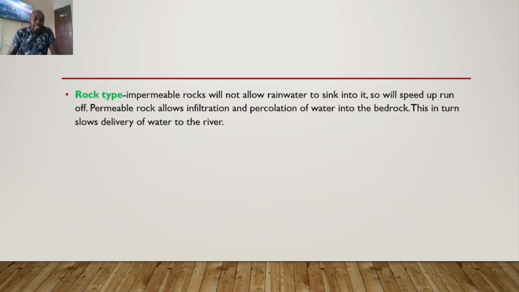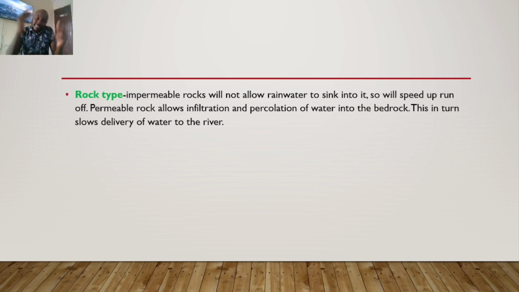Okay. Now let's look at another one, which is the rock type. What do you think about rock type? Remember, we have different types of rocks. There are rocks that can allow water to pass through, and there are rocks that cannot. Rocks that cannot allow water to pass through, we call impermeable rocks. Those that can allow water to pass through, we call permeable rocks. So if the rock is impermeable, what do you think will happen? Water won't be sinking, so it will flow fast to the river, and that is going to have an effect on river regime. Understood that? Because it's going to cause a rise in river discharge.